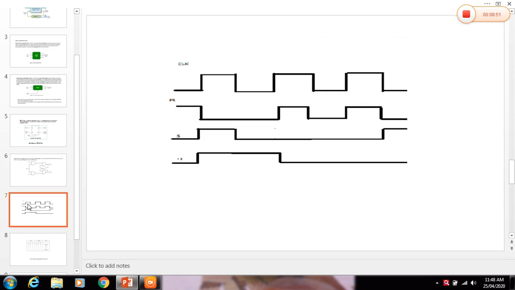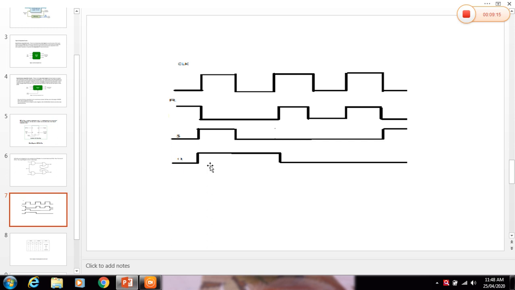Now we will come to the waveform. As you can see, this is a waveform of the RS flip-flop. Here this is the clock pulse. This is going low, this is high, again low and high. This is the reset input, this is the set input, and this will be the generated output.